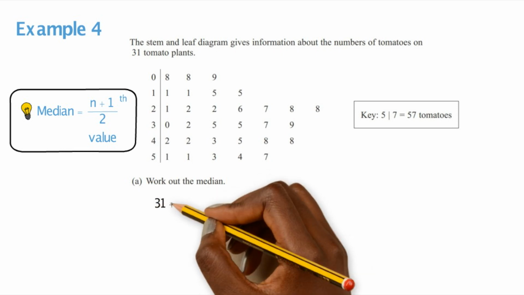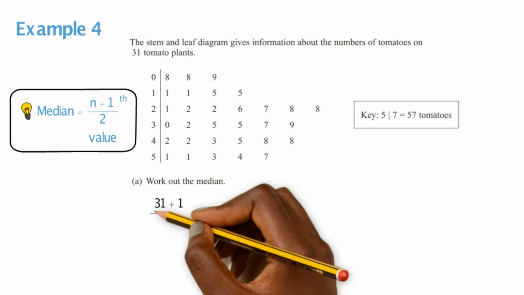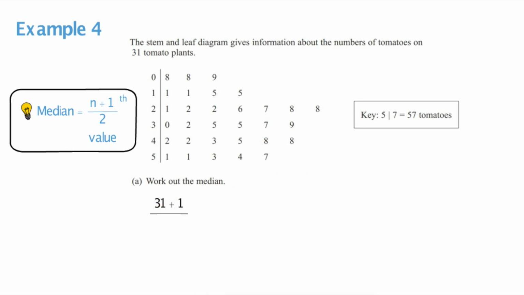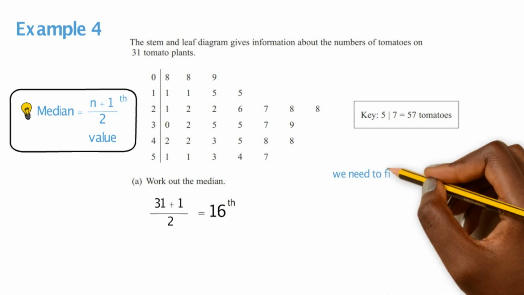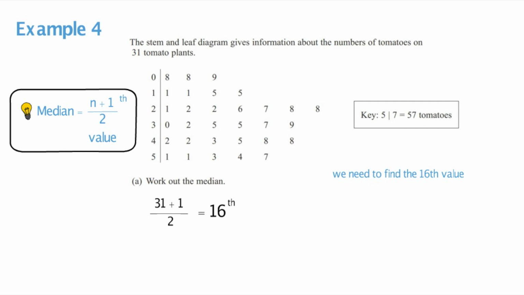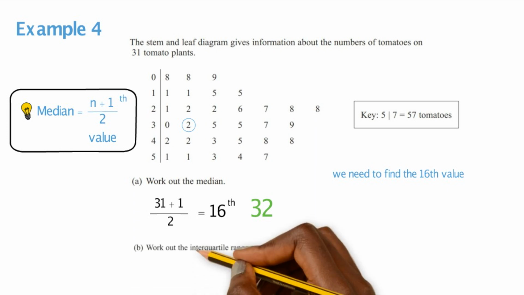In relation to this question, because there are 31 tomato plants, it will be 31 plus 1 divided by 2, which gives us a value of 16. So we're going to find the 16th number. You just start from the top and count your way along. The 16th number would be 32. So that 2 there circled, remember it's from the number 32. And that's your answer.